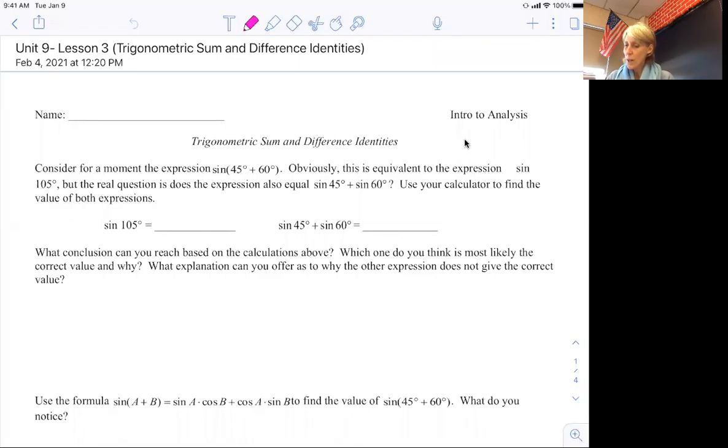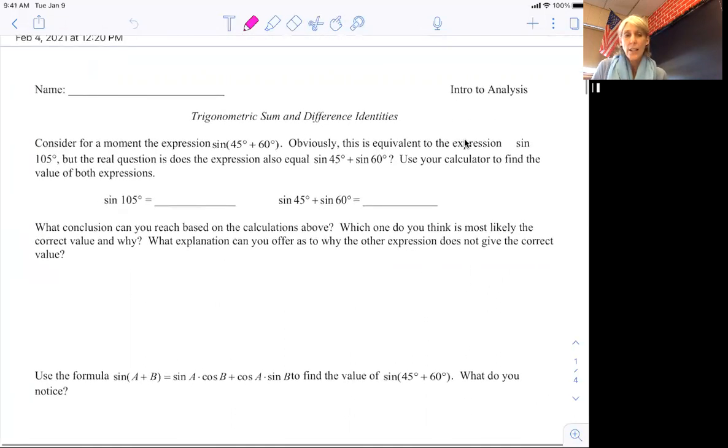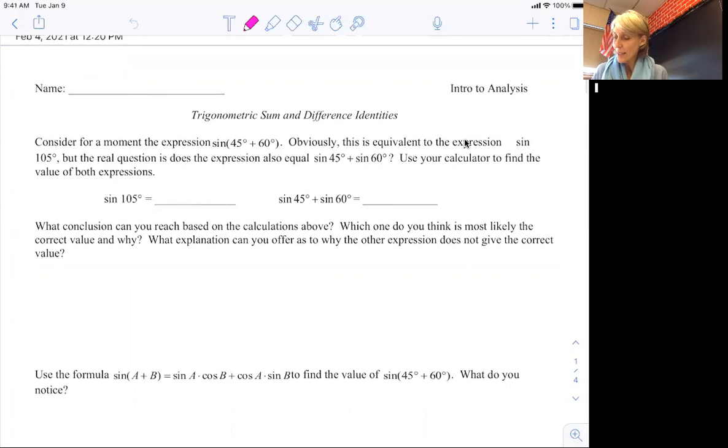Hey guys, today we're on Unit 9, Lesson 3, and we're going to be talking about the trigonometric sum and difference identities. Okay, so let's stop and consider for a moment the expression sine of 45 plus 60. Obviously, this is equivalent to the expression sine of 105, but the real question is, does the expression also equal the sine of 45 plus the sine of 60?